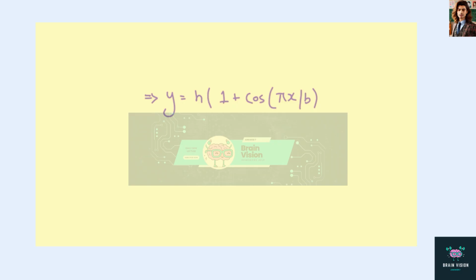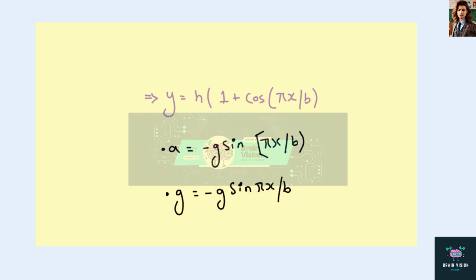The vertical acceleration is given by a is equal to minus g sine pi x by b, where g is the acceleration due to gravity, and we are given that the vertical acceleration at point G should be equal to the acceleration due to gravity. So we have the equation g is equal to minus g sine pi x by b.